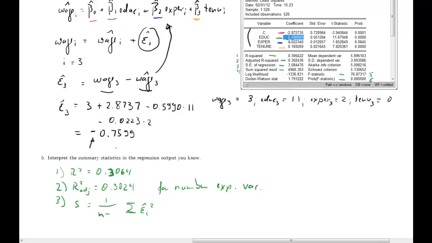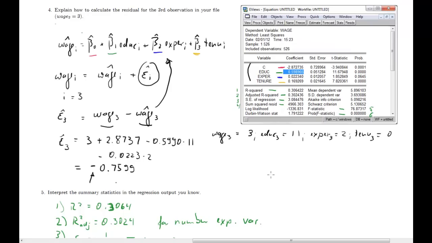In our case, we're estimating 4 parameters: the constant, beta naught, beta 1, beta 2, and beta 3. So it's, in this case, n minus 4. And that value is 3.0845.